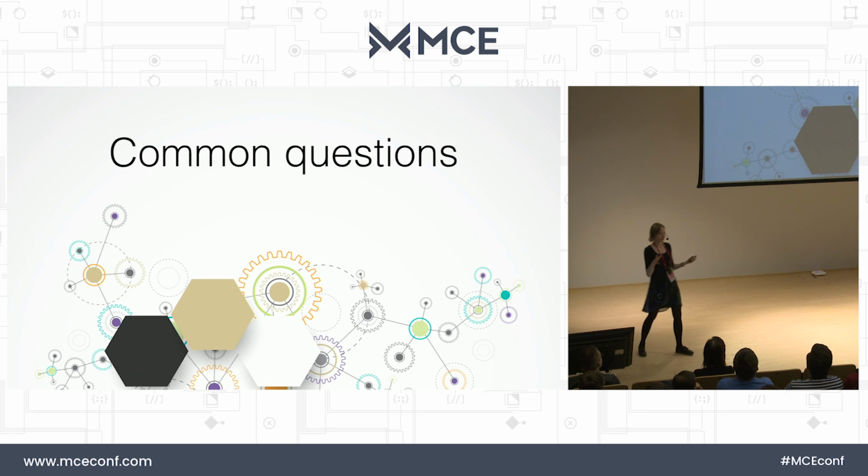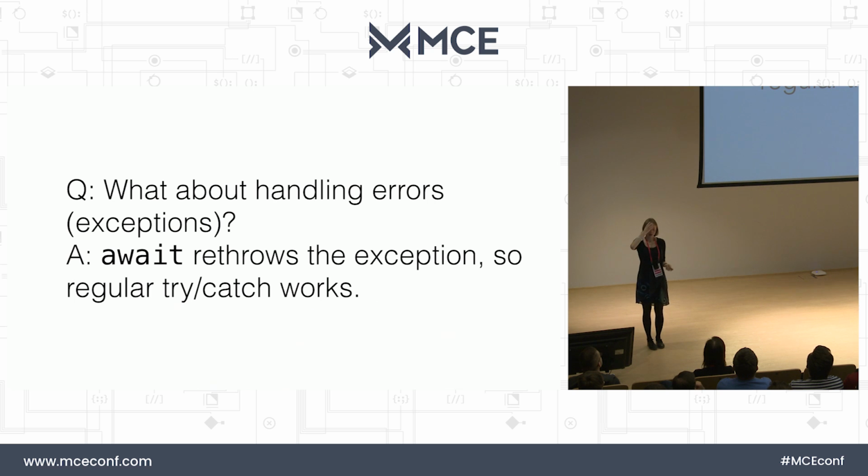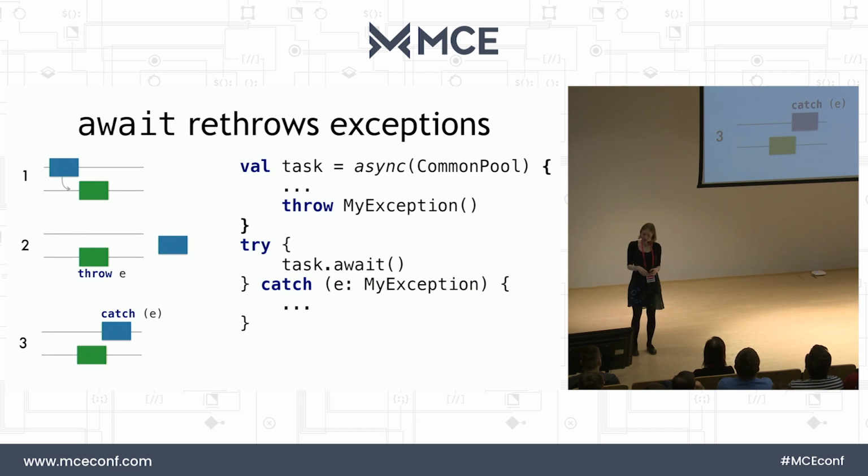Now let's go to some common questions about coroutines and how some things work. The first one is, what about handling errors or exceptions? Actually, await rethrows the exception, so you can use a regular try catch to manipulate these exceptions.